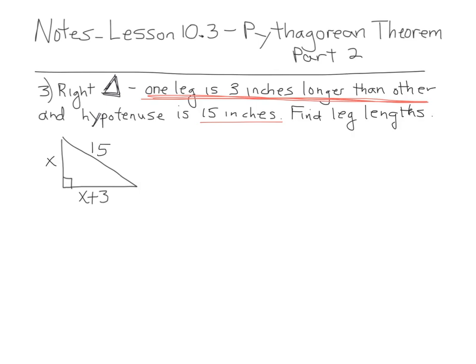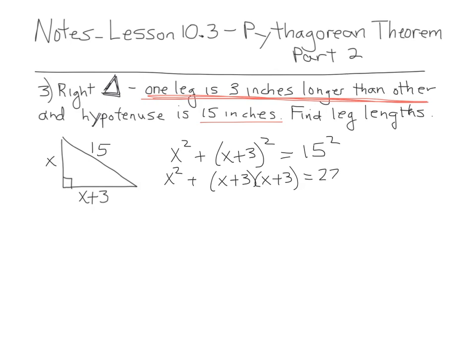Alright, let's use the Pythagorean theorem. Leg squared plus the other leg squared equals hypotenuse squared. And it's always leg squared plus leg squared equals hypotenuse squared. Alright, let's do the math. We'll have x squared plus x plus 3 squared, that means x plus 3 times itself, equals 15 squared, which means 15 times 15, 225.